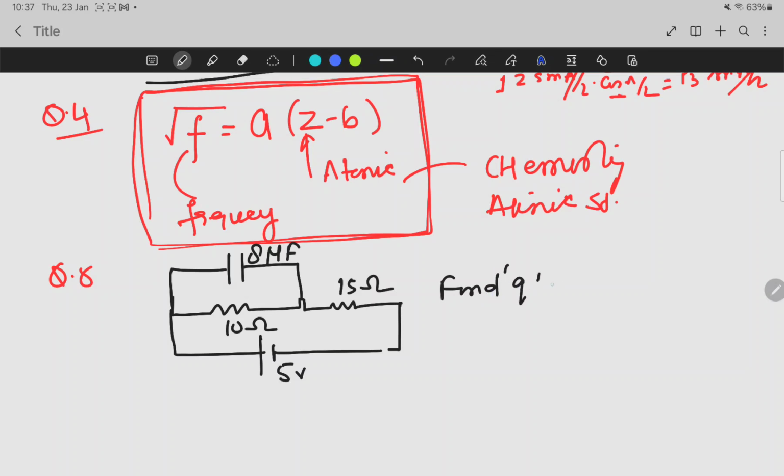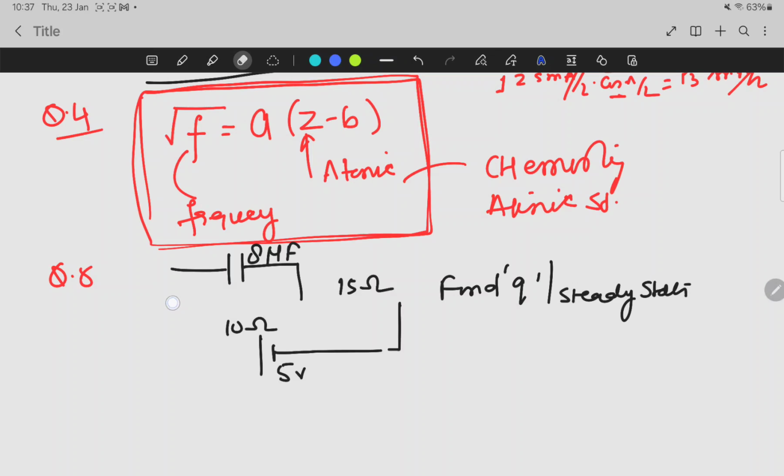find Q at steady state. So always remember, at a steady state the capacitor will act like an open circuit. Fine. So here in steady state we can remove the capacitor, and find the voltage across this end.